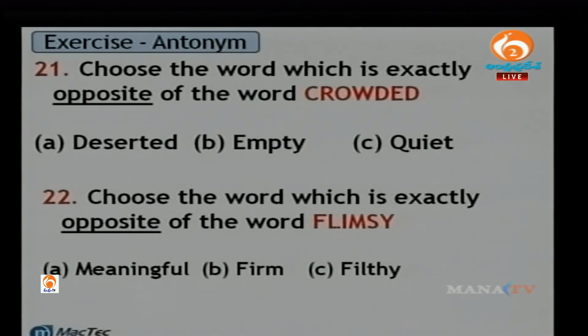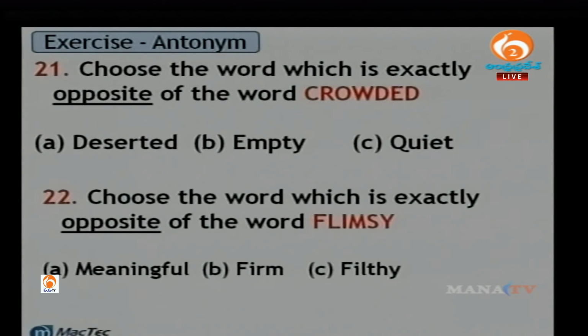All right, choose a word which is exactly opposite of the word crowded. The opposite of crowded is deserted, empty, quiet. Now quiet means very peaceful, there is no noise. Empty is used for objects. Crowded means a place which is full of people. So since the reference is about people, it will be deserted. All right, option A, deserted, is the correct answer.